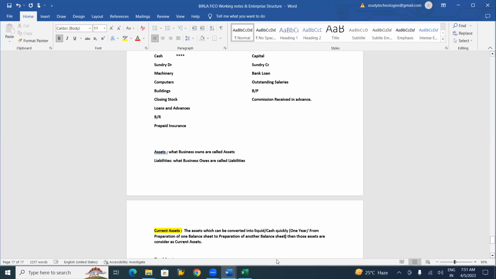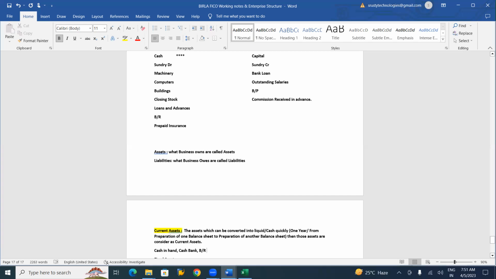Any questions on this? So for example, we can call it as a cash or cash in hand. So already it is in liquid format, so it's considered as a current asset. Cash in hand, cash at bank or bank balance, bills receivable. Sorry, bills payable is not right, it is bills receivable.